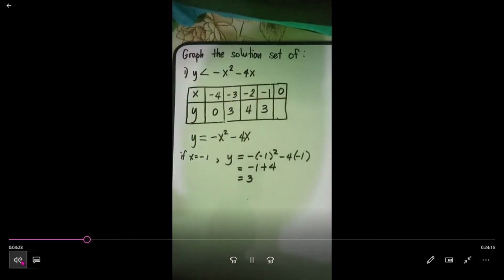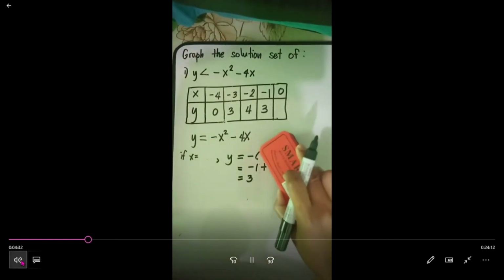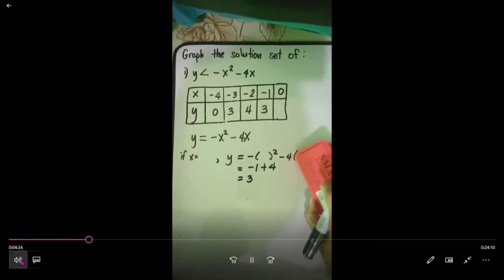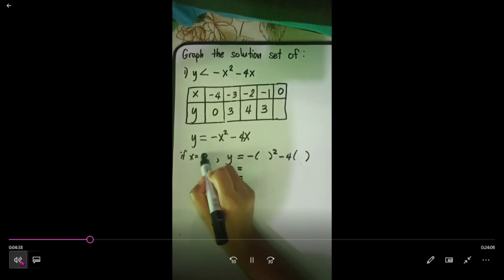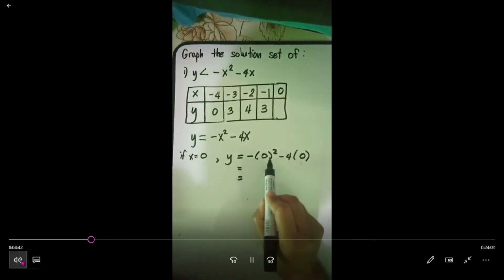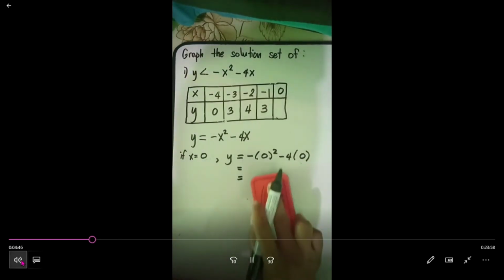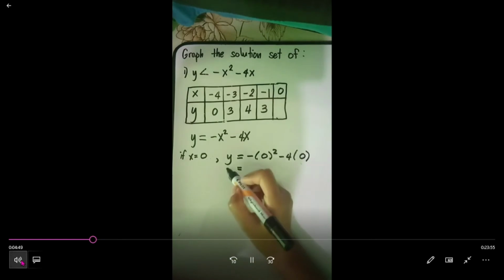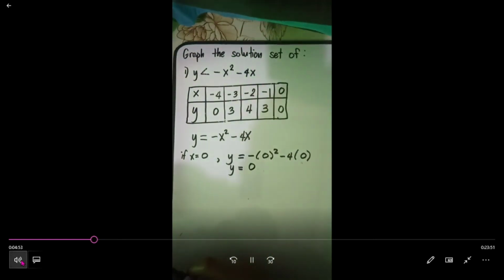Okay, and then lastly, if x is equal to 0. So, we are going to replace the x's by 0. So, negative 0 squared minus 4 times 0, multiplication by 0 is 0. So, therefore, our y is equal to 0. Correct?